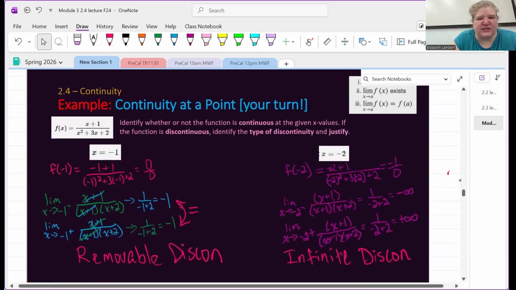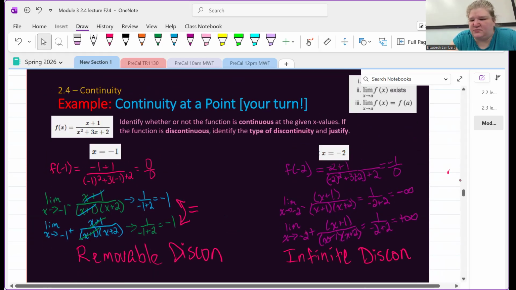All right, so what questions do y'all have on the way that one shook out? My work or my bad handwriting? Since the limits are not coming to the same thing, wouldn't the limit not exist? Because you're getting negative infinity and positive infinity. Yes. So the limit here does not exist.